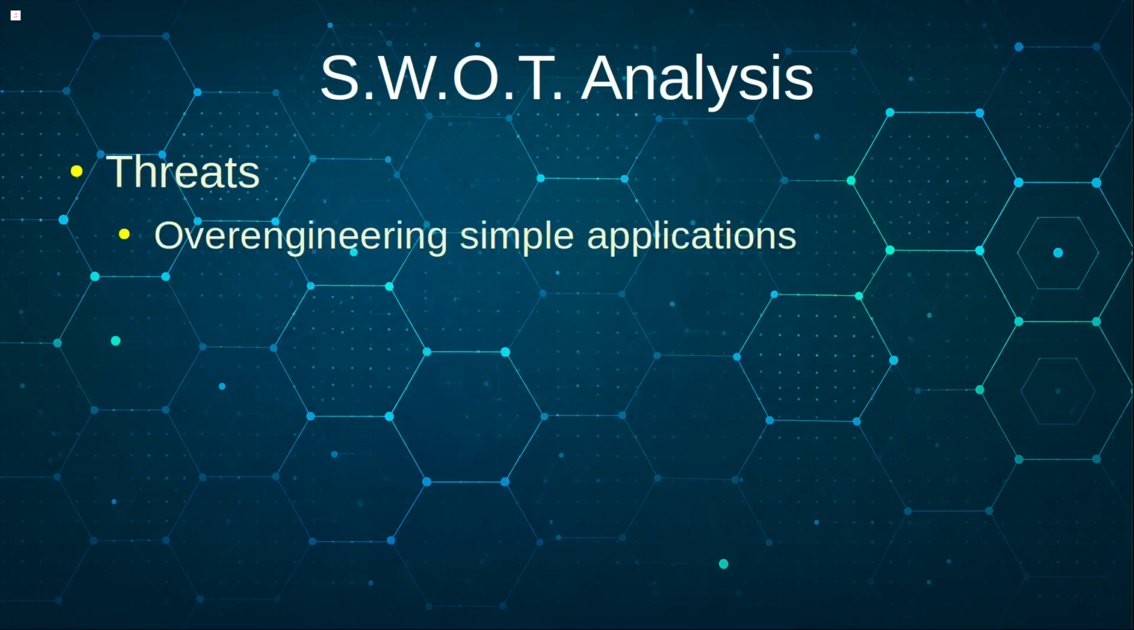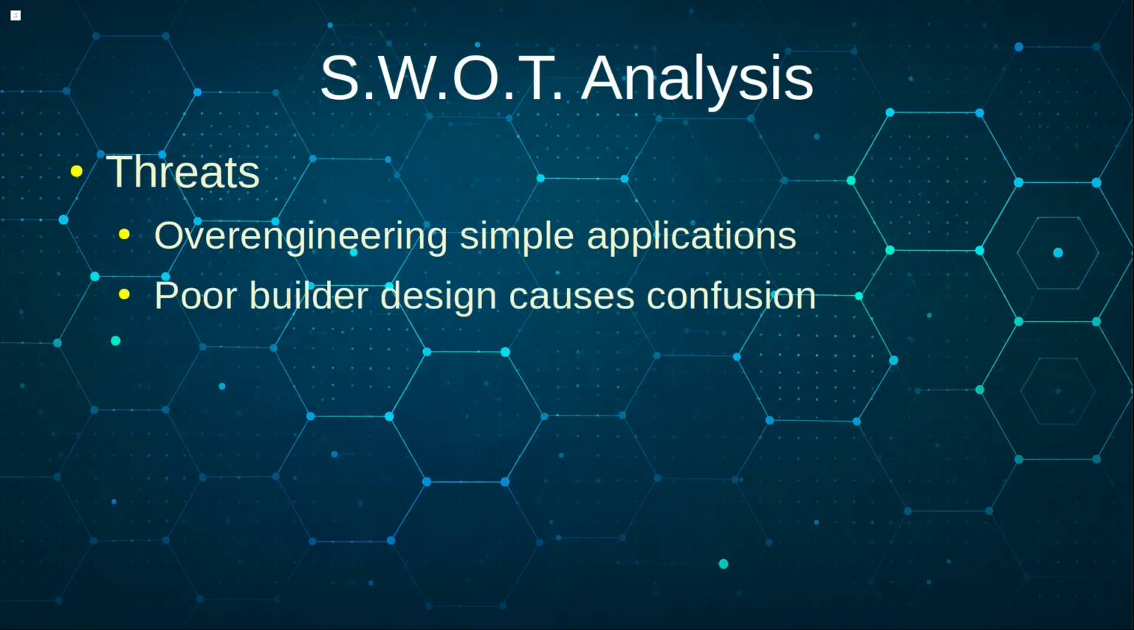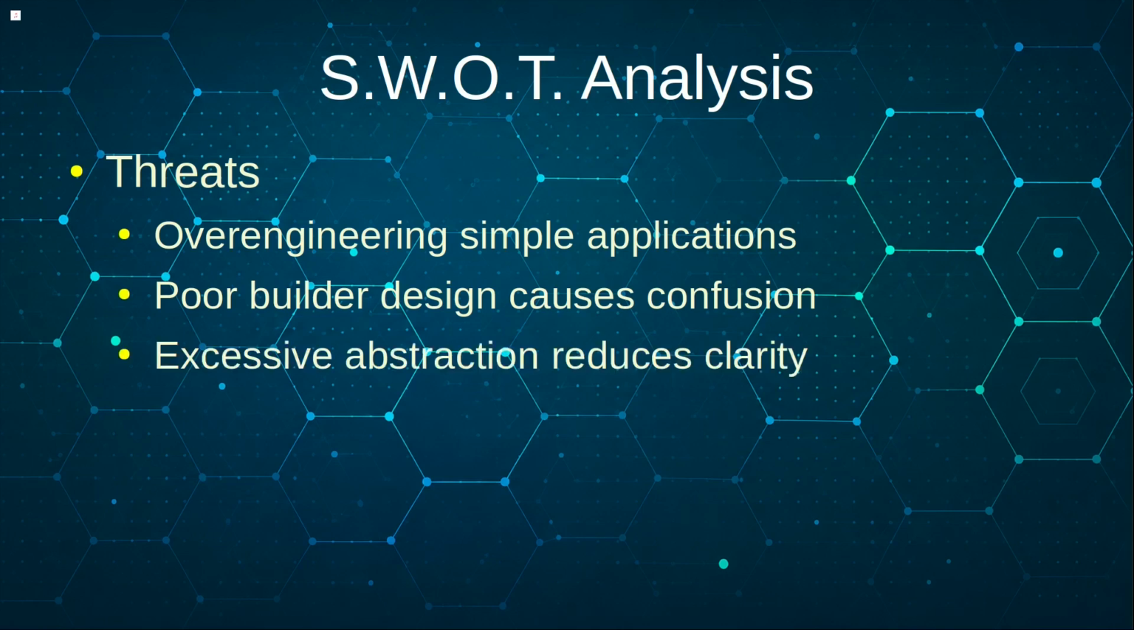T, Threats. Over-engineering simple applications. Simple objects may not justify using the Builder pattern structure. Poor builder design causes confusion. Unclear construction steps reduce readability and maintainability. Excessive abstraction reduces clarity. Too many layers may hide the abstraction's true behavior.